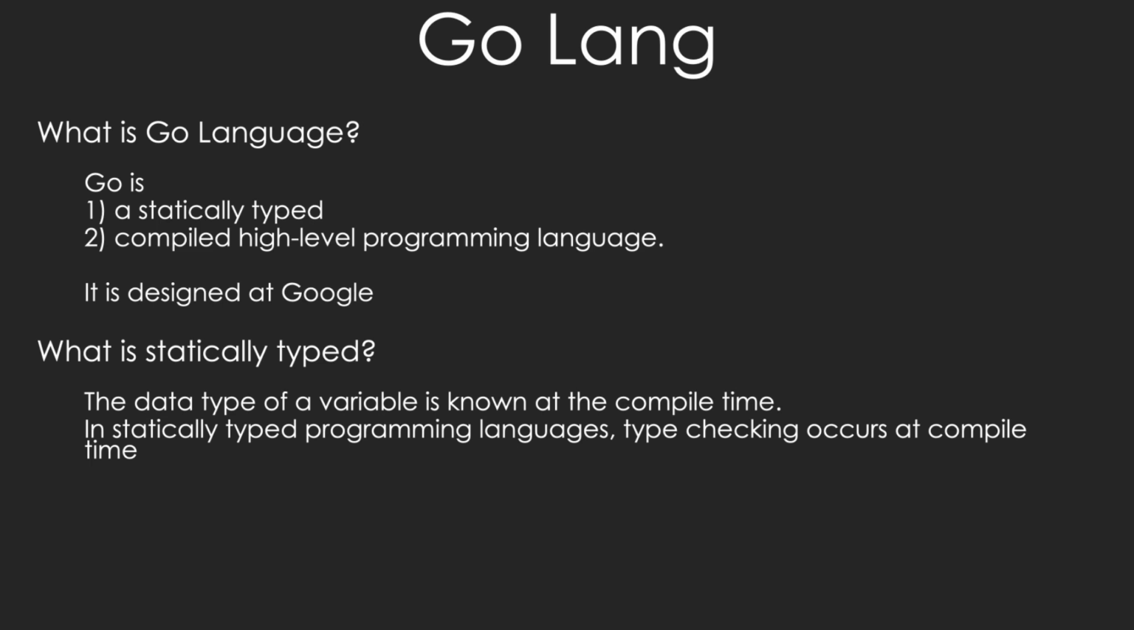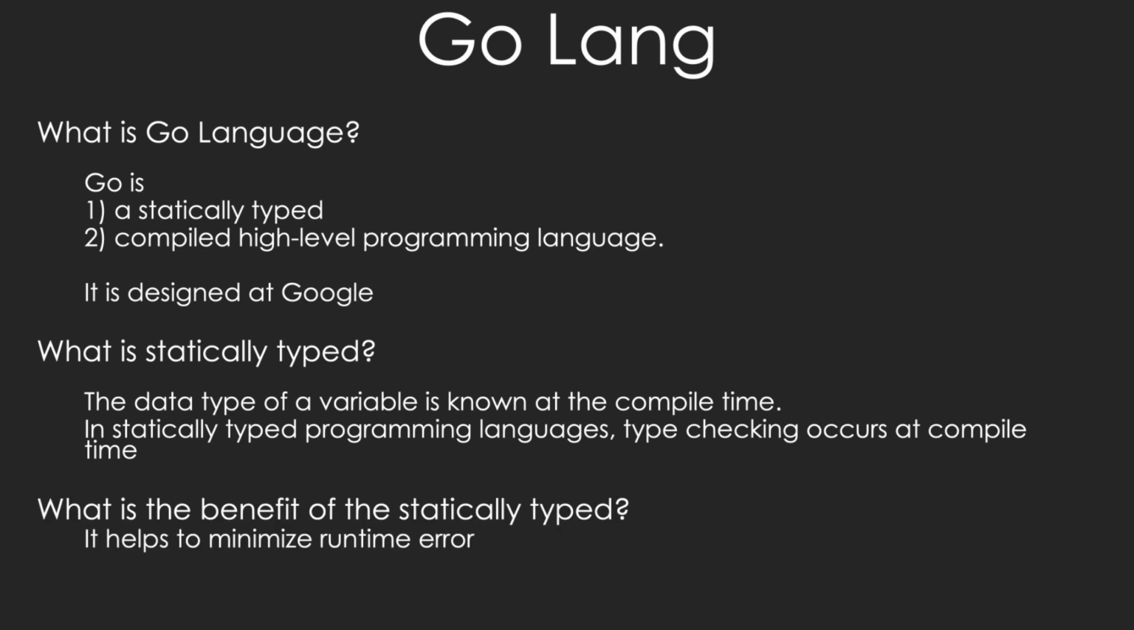The data type of the variable is known at compile time. So during compile time, the data type should be known; that is statically typed. In a statically typed program, type checking occurs at compile time, not at runtime. That is the important thing. Then what is the benefit of having a statically typed language? It helps to minimize runtime errors, because during compile time you can do the type checking.